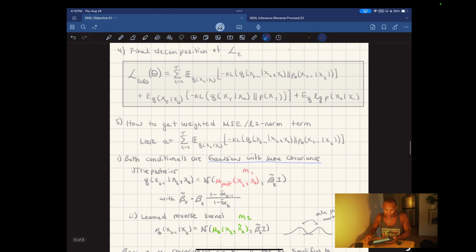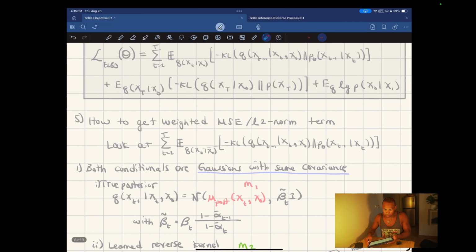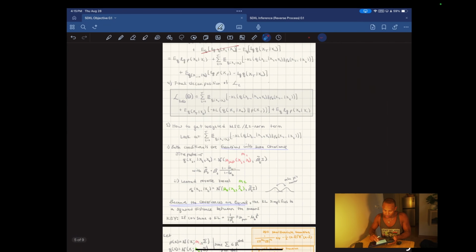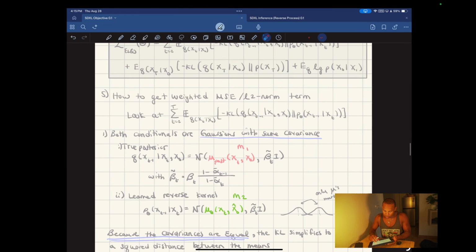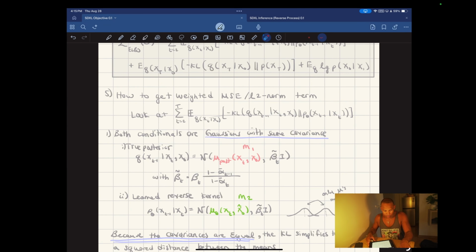I realized I needed to change the aspect ratio. Okay.